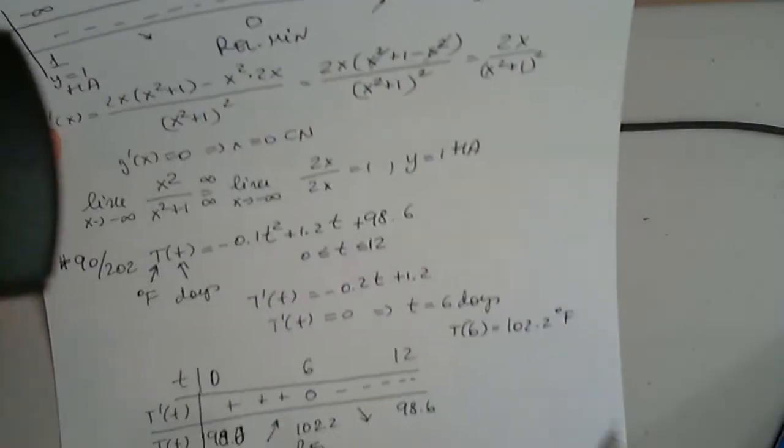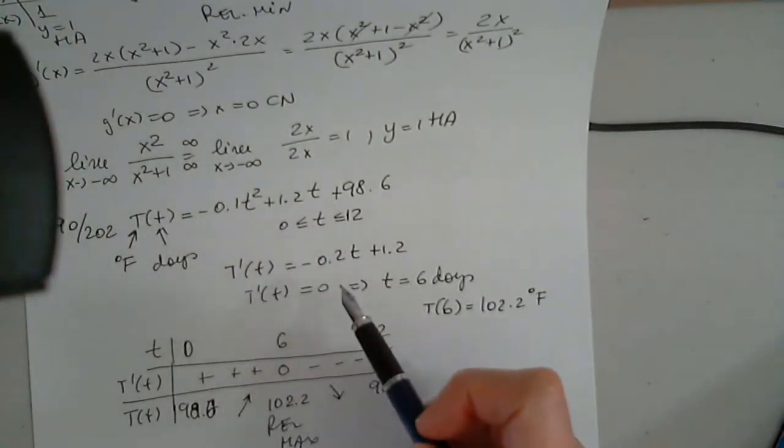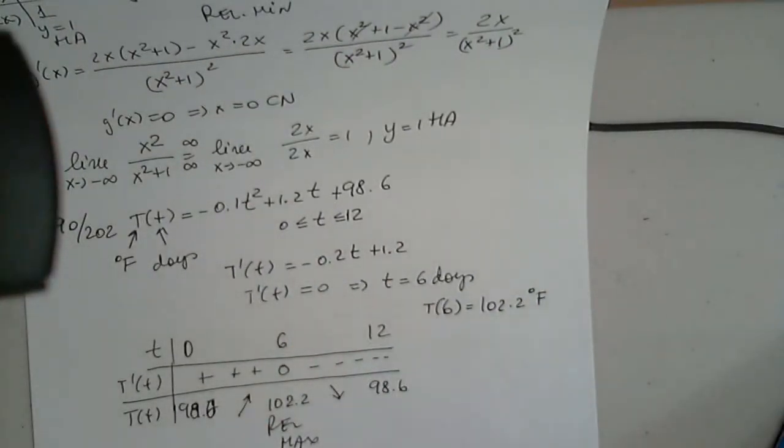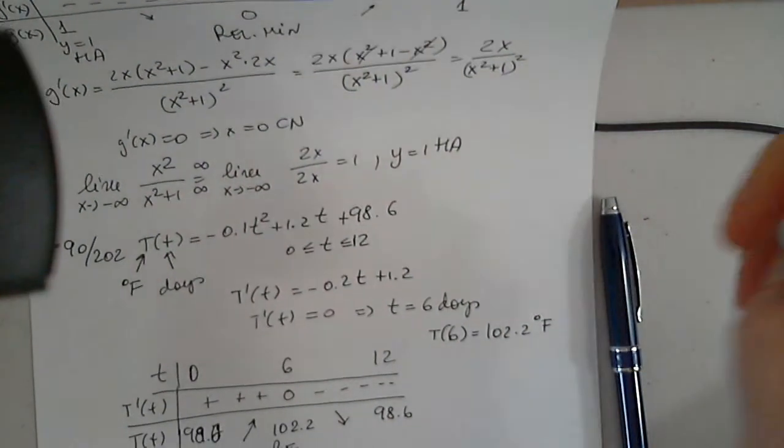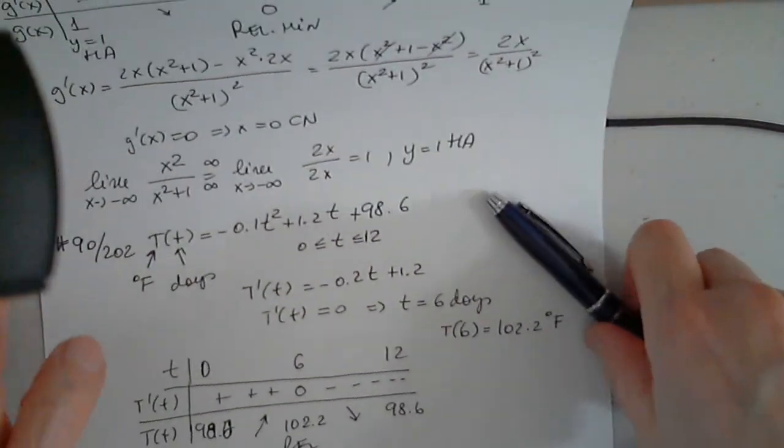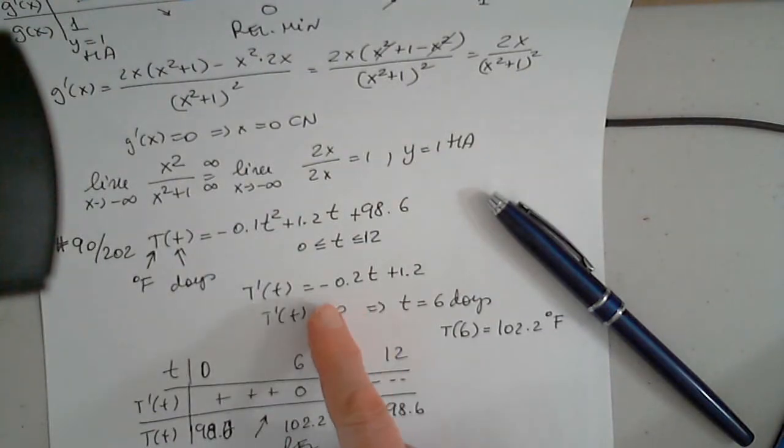And then when we differentiate the function, we get negative 0.2t plus 1.2. We set that equal to 0. We get 6 days. But it's no guarantee that this is a local or relative max. We have to put it in the table. And we have to study the sign. Easy, because this is a linear function with a negative slope.